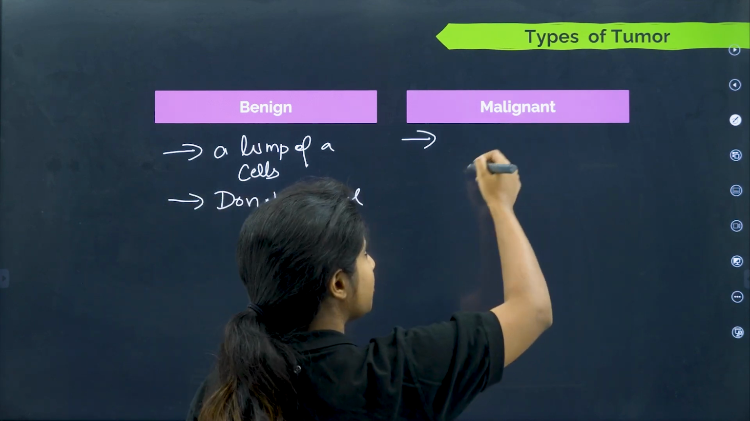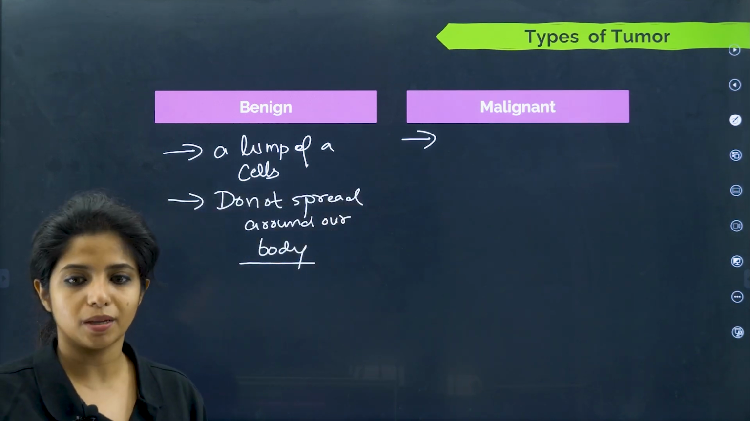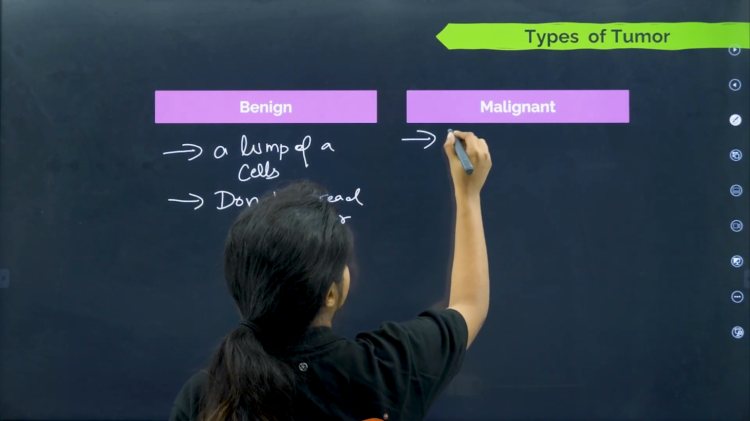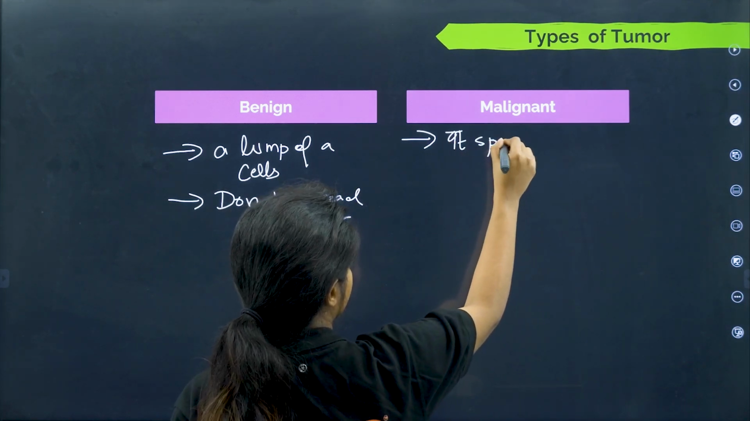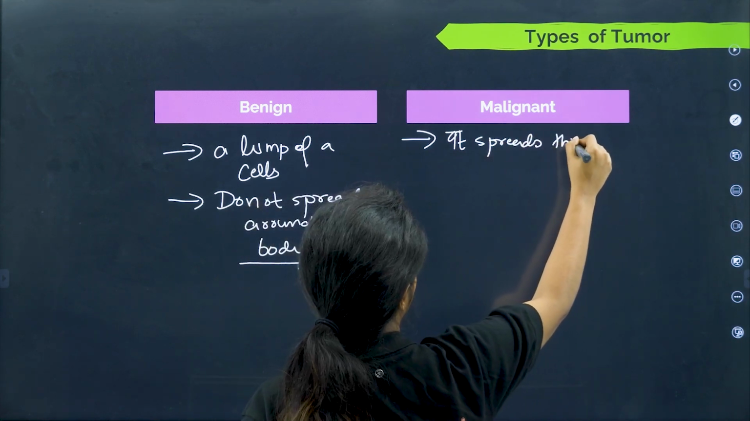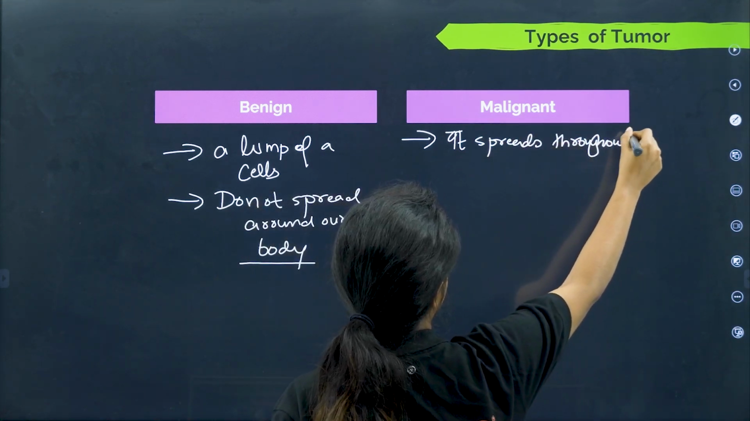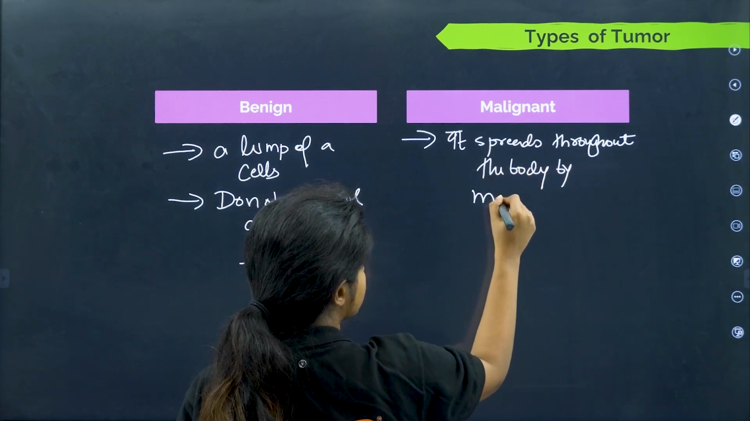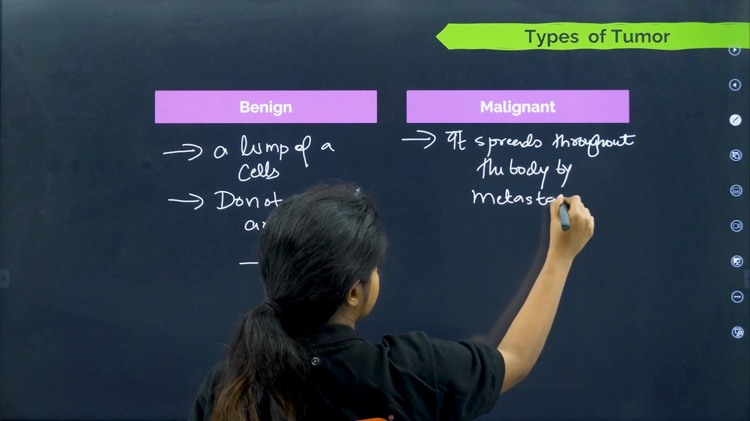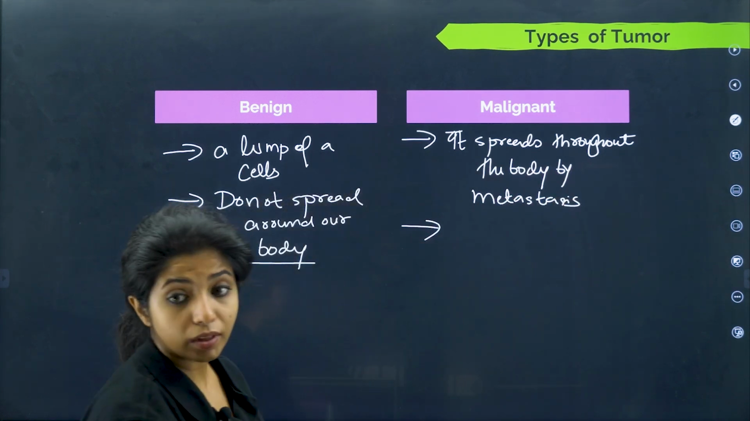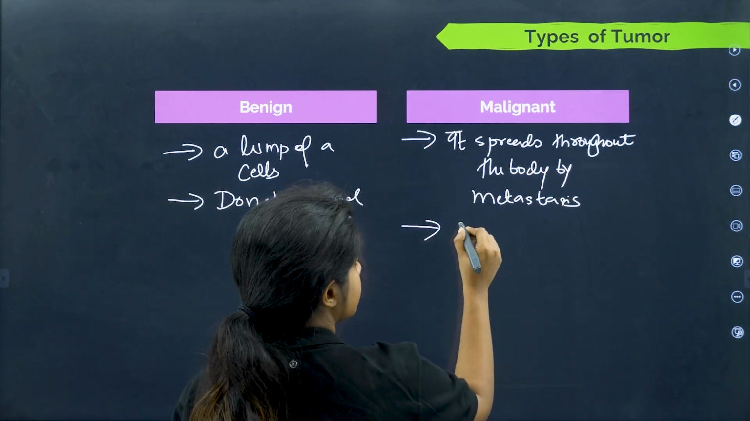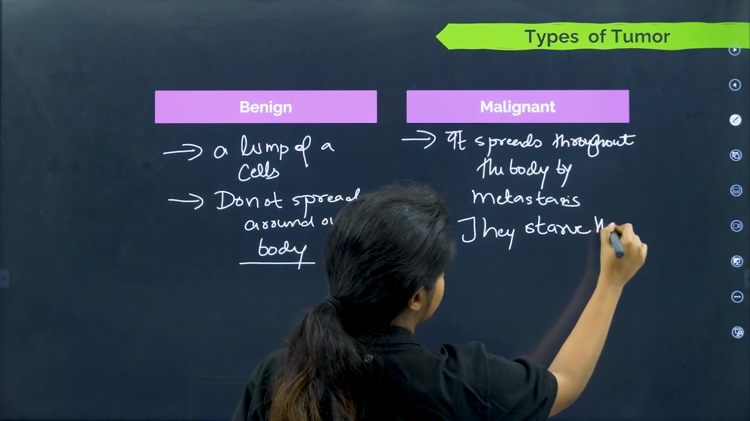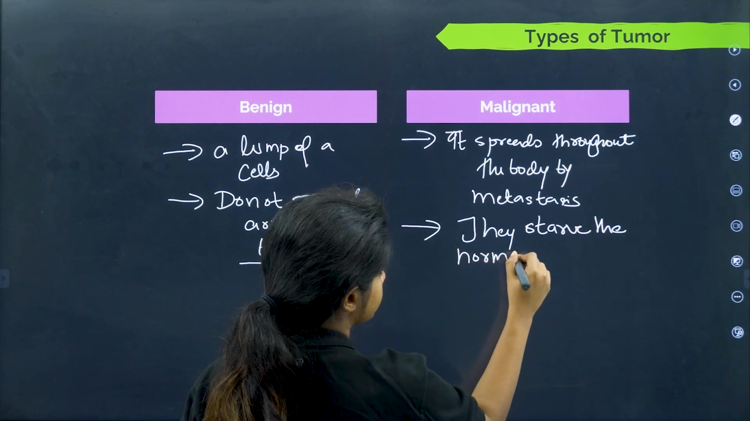Now, when you talk about malignant, the term itself means it is going to destroy something. So malignant tumors are the ones that spread throughout the body. It spreads throughout the body by what? What do you call that process, children? Metastasis. And while they do that, they go and reside at areas, and they starve the normal cells of nutrients.